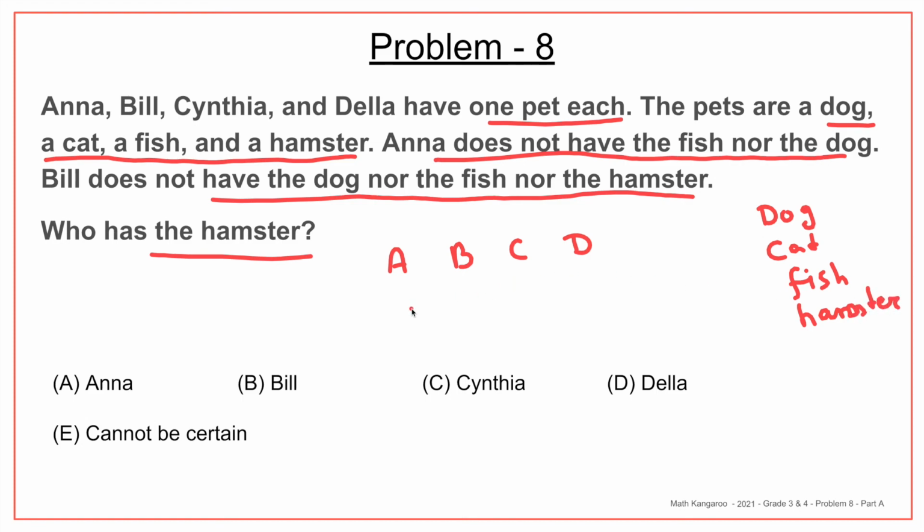Anna does not have the fish nor the dog. So Anna might have cat or hamster. Bill does not have a dog, nor the fish, nor the hamster. Bill has cat. That means Anna has hamster. Who has hamster? Option A, Anna has hamster.